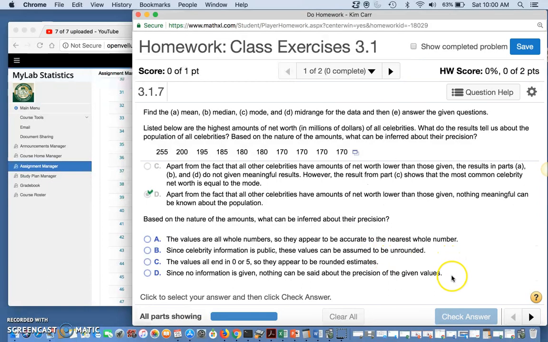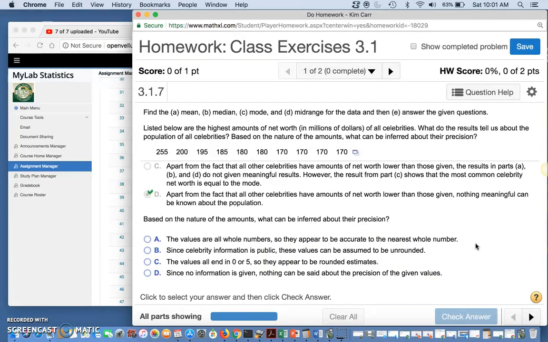Based on the nature of the amounts, what can be inferred about their precision? Well, the values are all whole numbers, so they appear to be accurate to the nearest whole number. Well, they are all whole numbers, but let's look a little bit further. Since celebrity information is public, these values can be assumed to be unrounded. That's not true. The values all end in 0 and 5. Well, that looks good. So they appear to be rounded estimates.